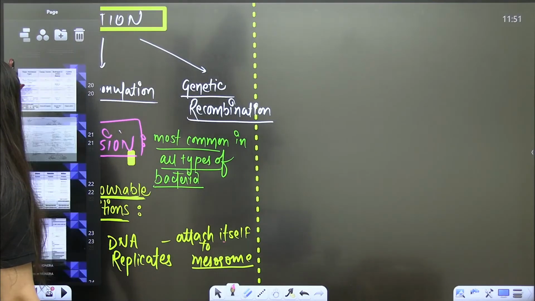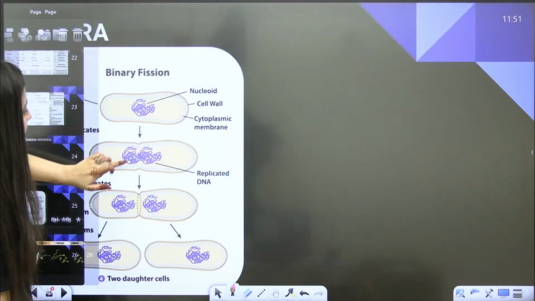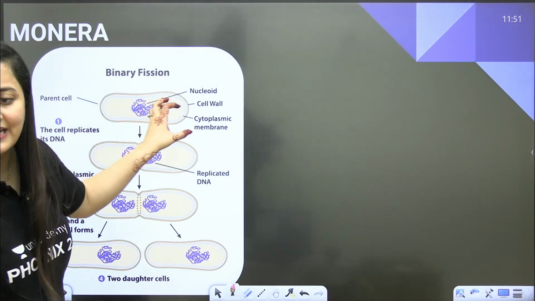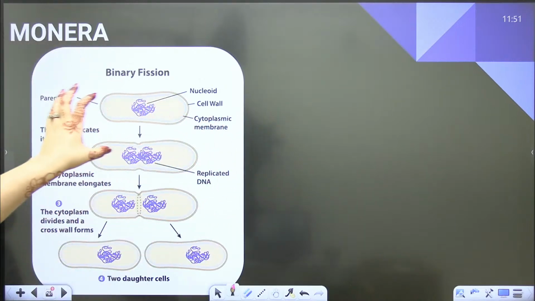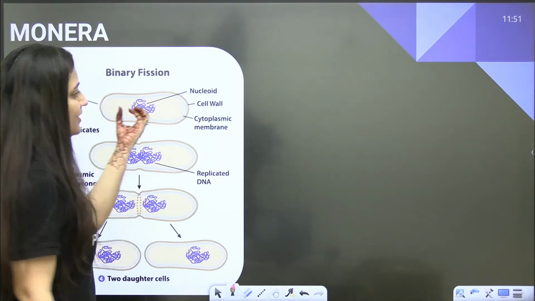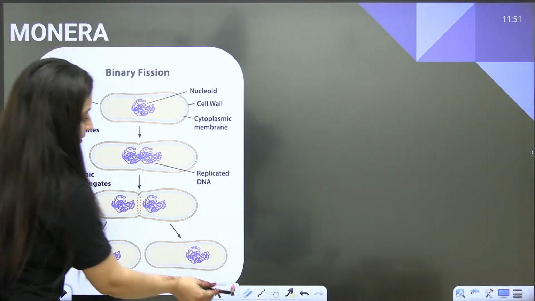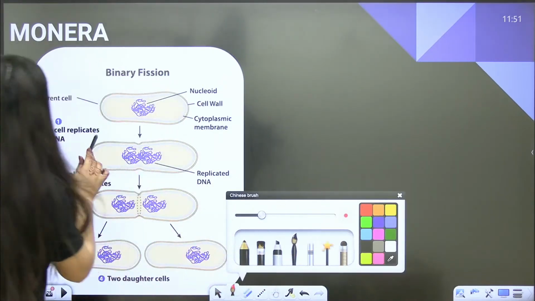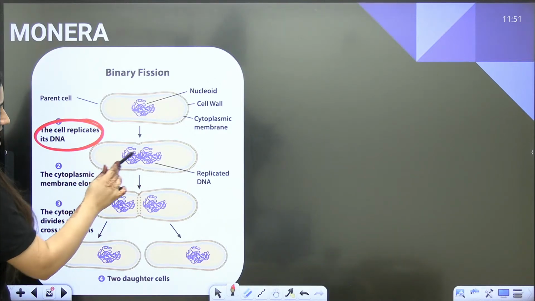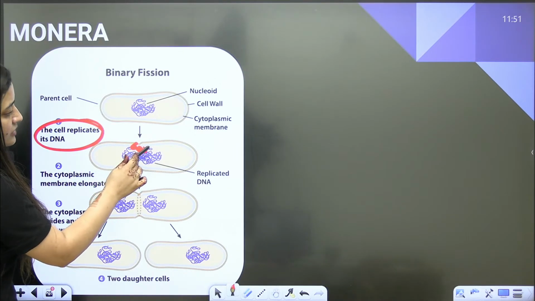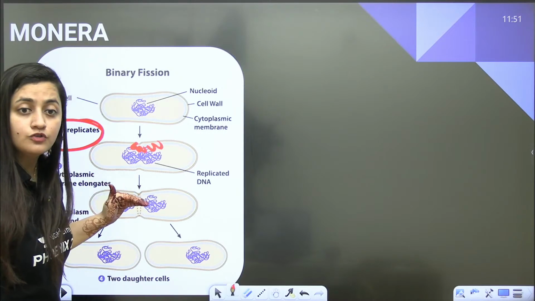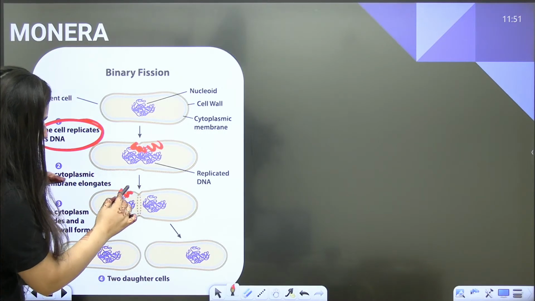I'll show you the diagram. Here you can see that the bacterial cell is growing and expanding. The DNA is replicating. This DNA will attach itself to the mesosome. A new mesosome will also form.